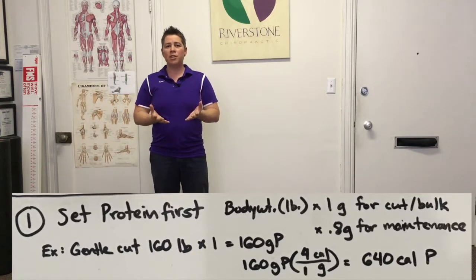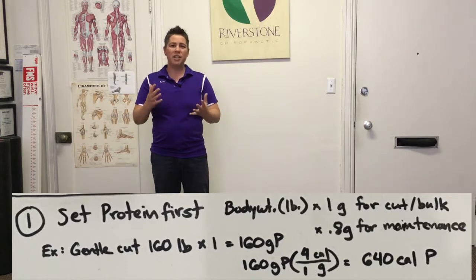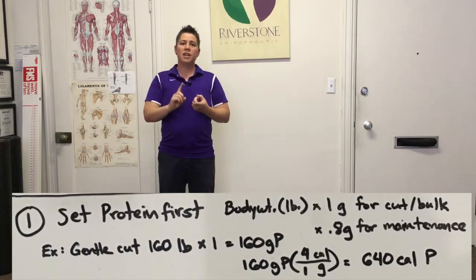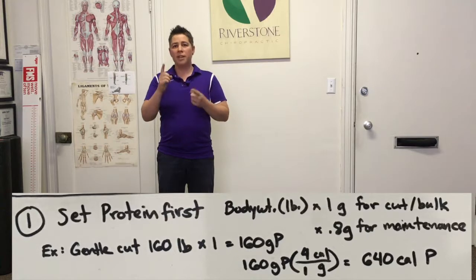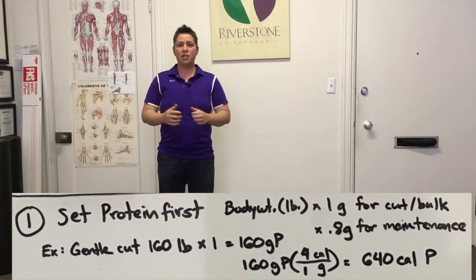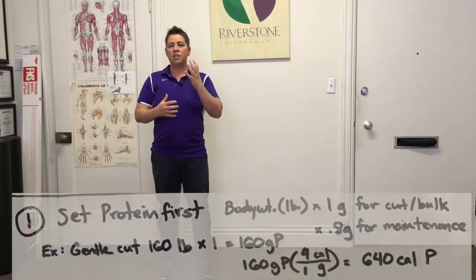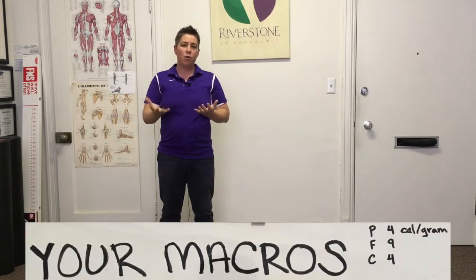Let's take an example here. So for a gentle cut, we're not trying to do anything too aggressive. If the person is 160 pounds, you'd multiply that by 1, and so you get 160 grams of protein. Now on the board that you're going to see in a little bit, you'll see that the different macronutrients have different energy quantities. So protein has 4 calories per gram.